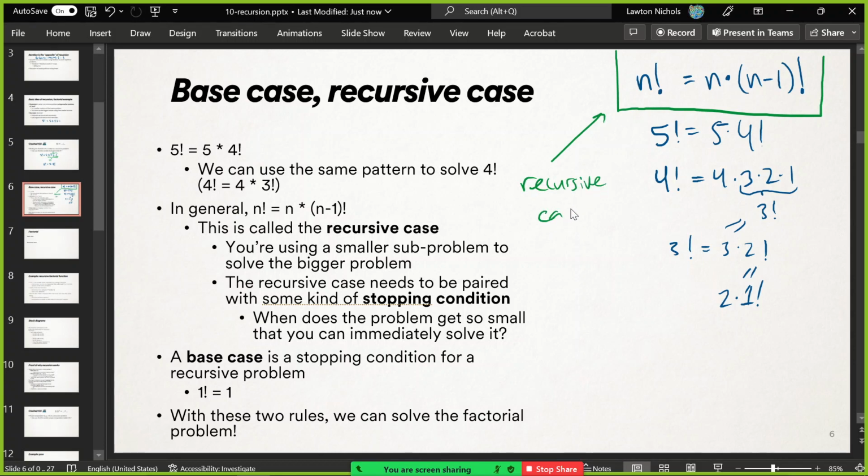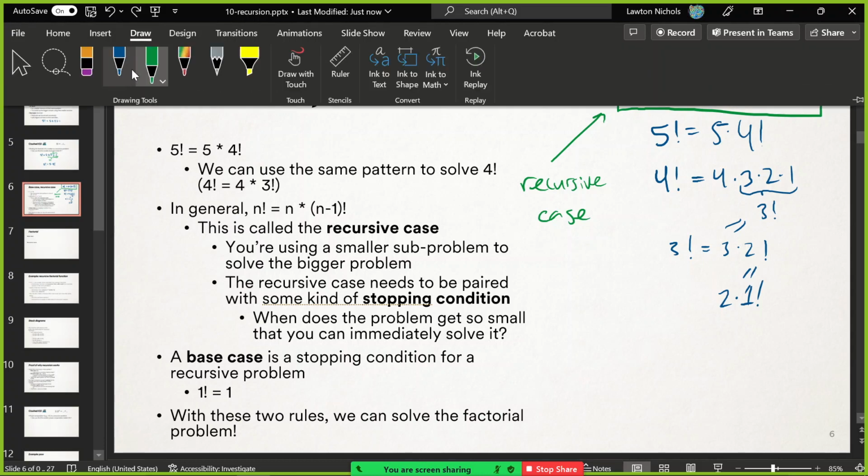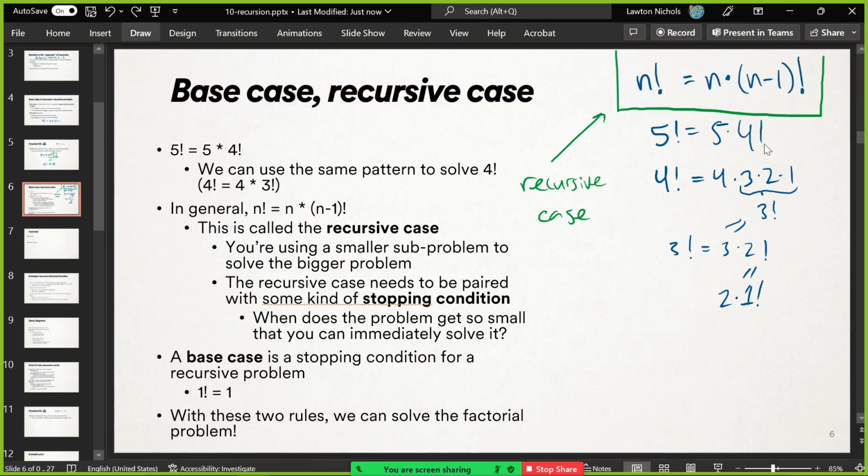And it holds. It holds for 5 factorial, for 4 factorial, 3 factorial, 2 factorial. It's going to work, right? So you're using that smaller sub-problem. So that's when you find a smaller problem. It's called a sub-problem, a problem inside of the problem. Here it is. Here's the sub-problem for 5 factorial. It's the same problem, just smaller.